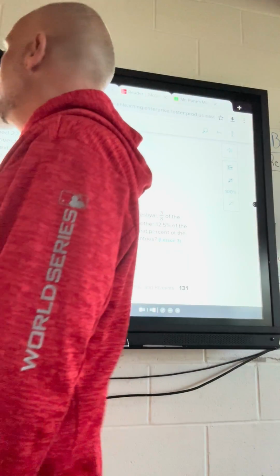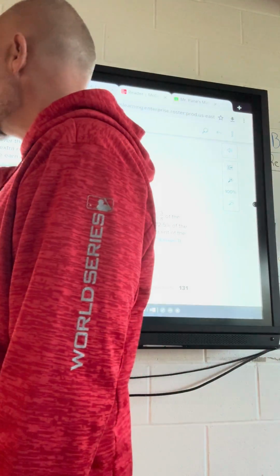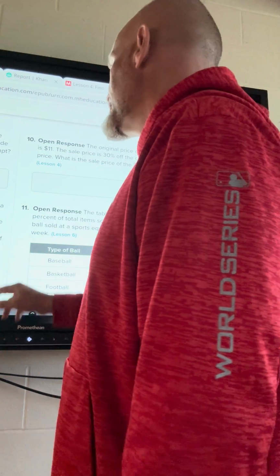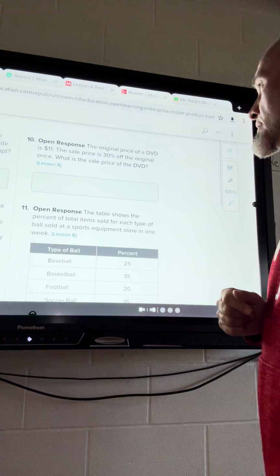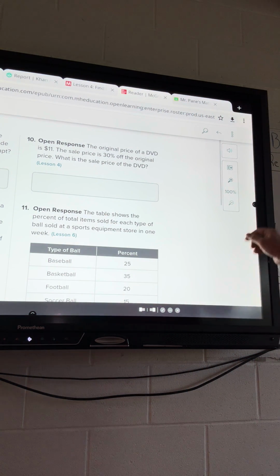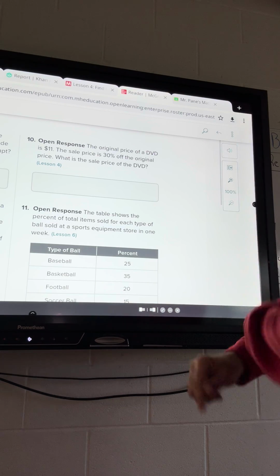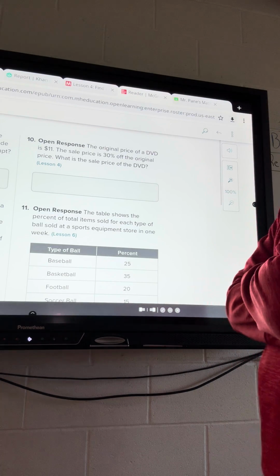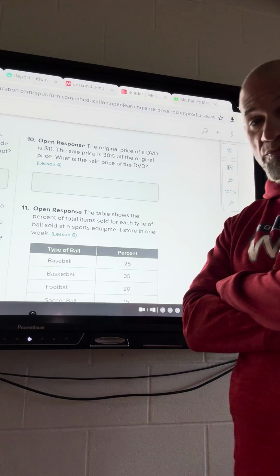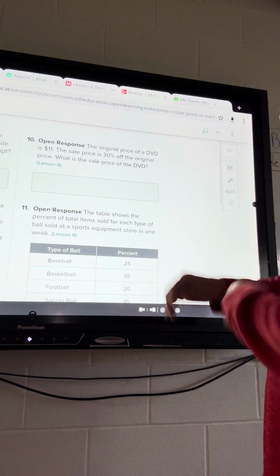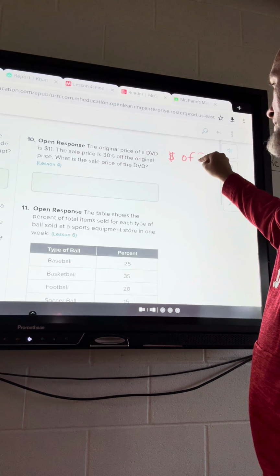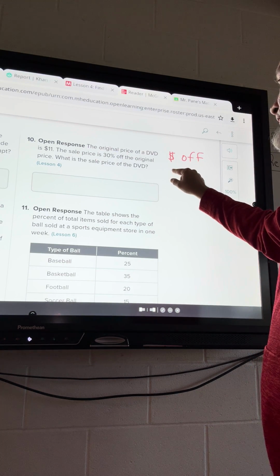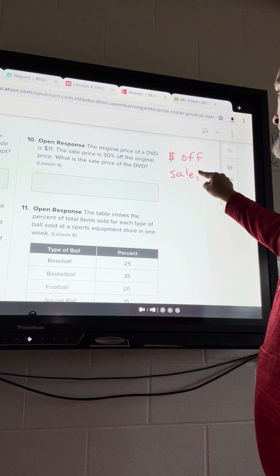You also have to do 10 and 11. Number 10. The original price of a DVD is $11. The sale price is 30% off of the original price. What is the sale price? So this is really a 2-part question here. You have to find the amount of money off of the original price that you get, and then you have to find the sale price.